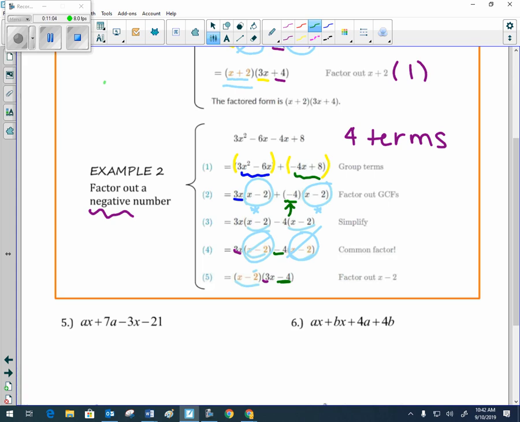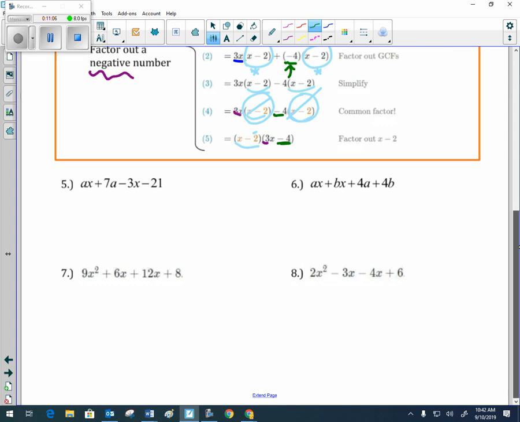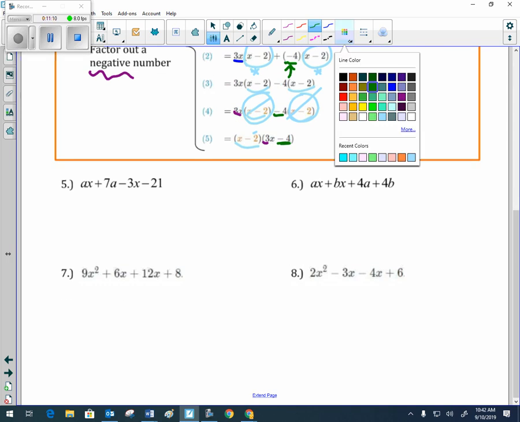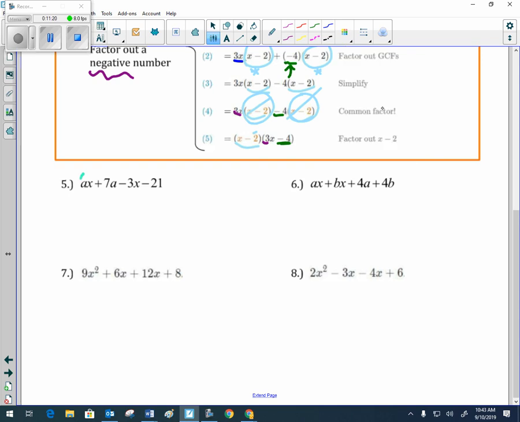So it takes a little bit to get used to this process. We're going to do a couple together just so you can get the hang of it. When we're doing these, remember it's factor by grouping. If you look at questions 5, 6, 7, and 8, they all have 4 terms. That means we're going to group things together. So the first thing I'm going to do is group these two together. And then I'm going to group these two together. I'll do it in a different color.